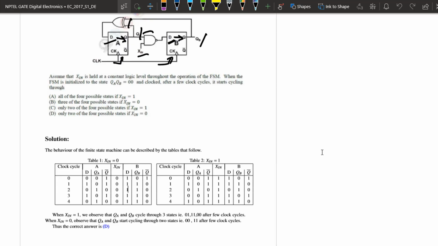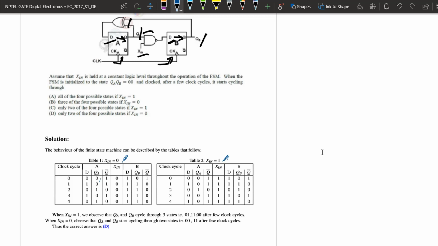With this analysis of the FSM, let us tabulate the results at the end of each clock cycle. Note that in the question it is mentioned that Xn is kept at a constant logic level. So let us tabulate the results when Xn is equal to 0 and when Xn is equal to 1.